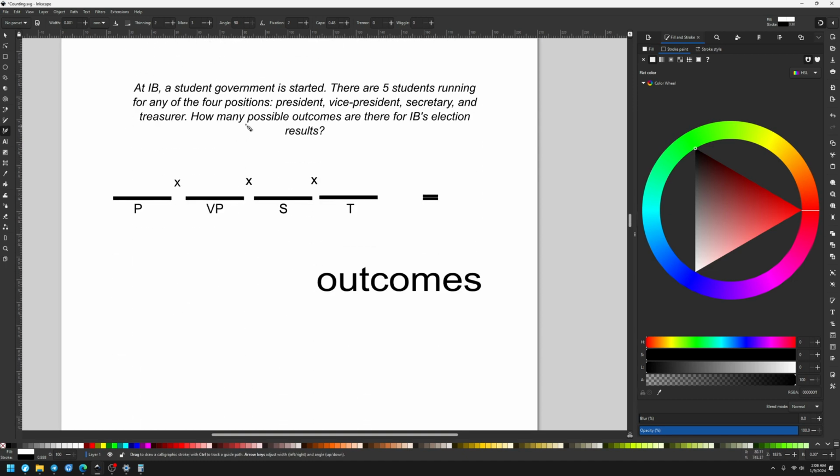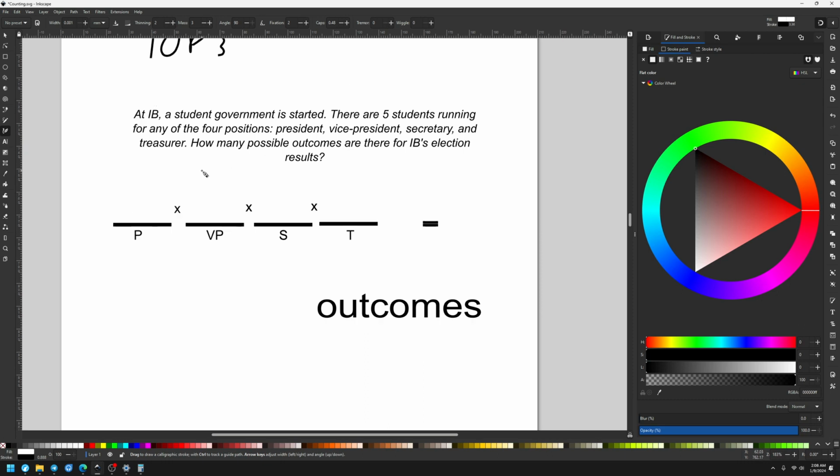At IB, a student government is started. There are 5 students for any of the 4 positions, which means they want to get a position, they don't care which one. President, vice president, secretary, and treasurer. How many possible outcomes are there for IB's election results?